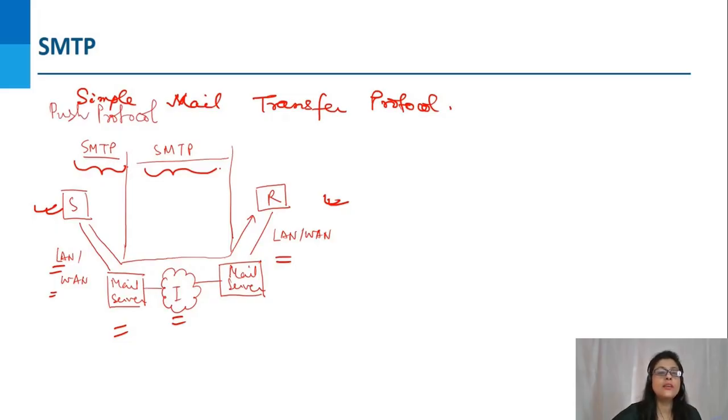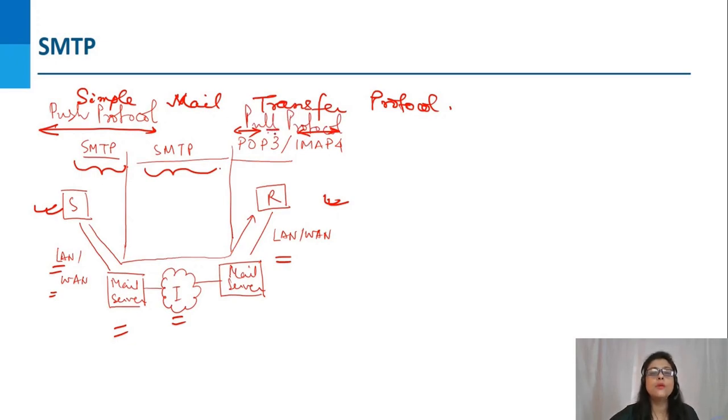Here, SMTP and the others are push protocols where we will use the push protocol. But here we have to use either POP3, which is Post Office Protocol, or IMAP4. These are also known as pull protocols. We have already learned about the push and the pull protocol.